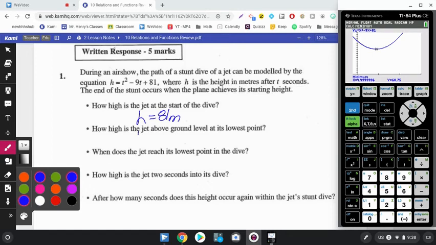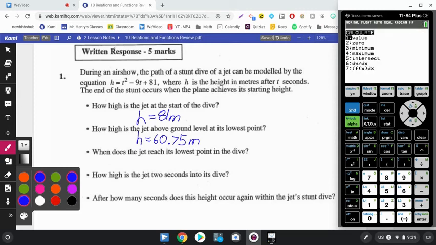What I can see, the height is 60.75. That's my minimum height, okay? And then it asks, when does it reach that? 4.4999999. Okay, I bet if you did it on your calculator, you maybe got that. You maybe got the first thing. Let's try one more time.